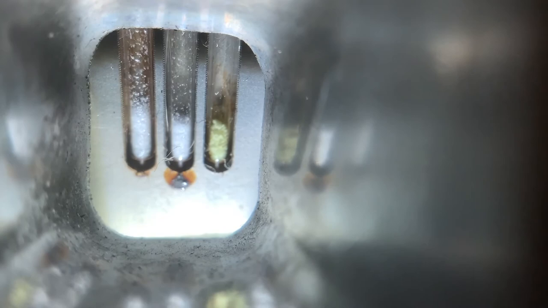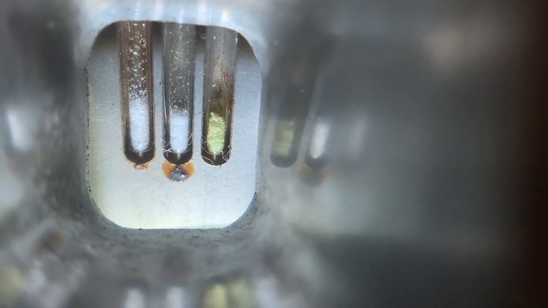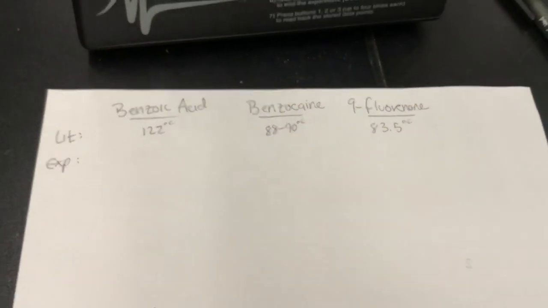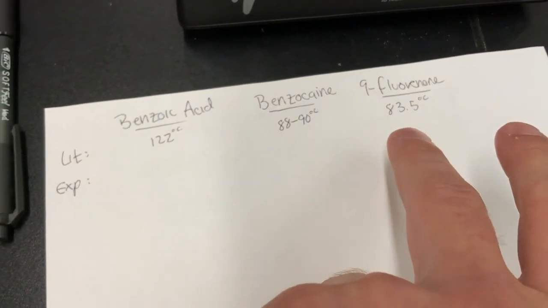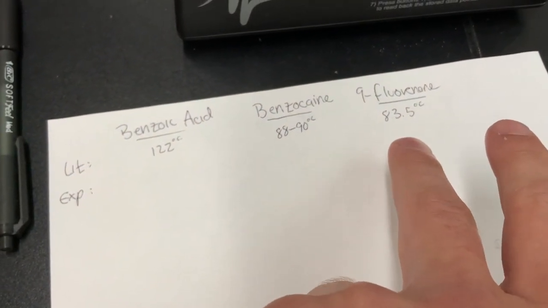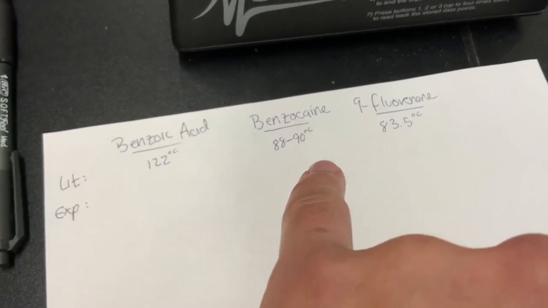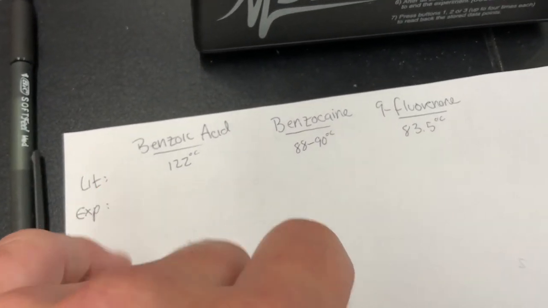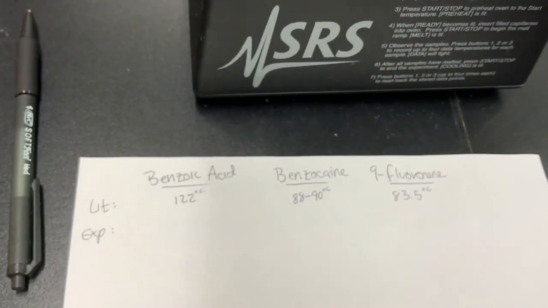So inside the Digimelt on the far left, I have benzoic acid. Presumably in the middle, we have the benzocaine, and on the far right is the 9-fluorenone. So here I have them set up in the same order. 9-fluorenone, the literature melting point is supposedly 83.5 degrees Celsius. Benzocaine is between 88 and 90, and benzoic acid 122. So they should melt in order starting from the right.